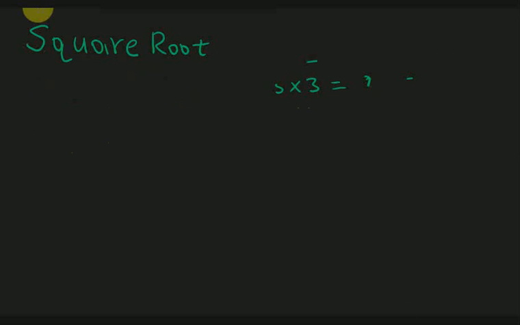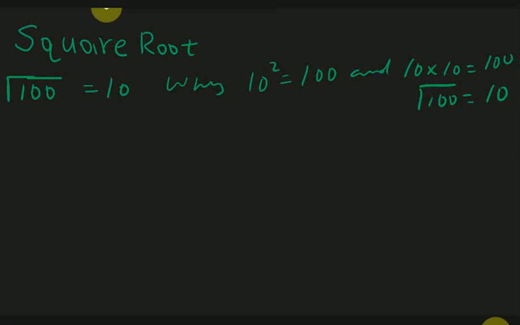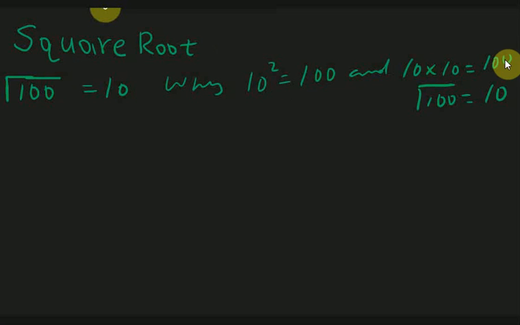Let's say the square root of 100 is 10, because we know 10 times 10 is 100. Why? Because 10 to the power of 2 is 100, and 10 times 10 is also 100. So if you take the square root of 100, you get 10, right? This is how it works. If I square it, I go back to the 10.